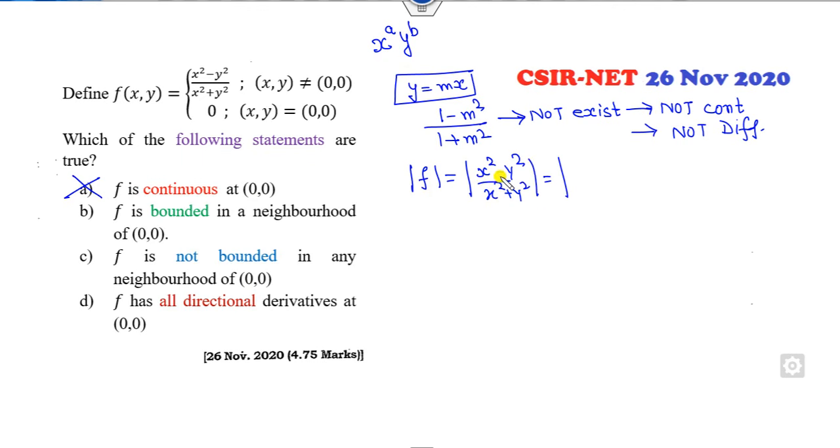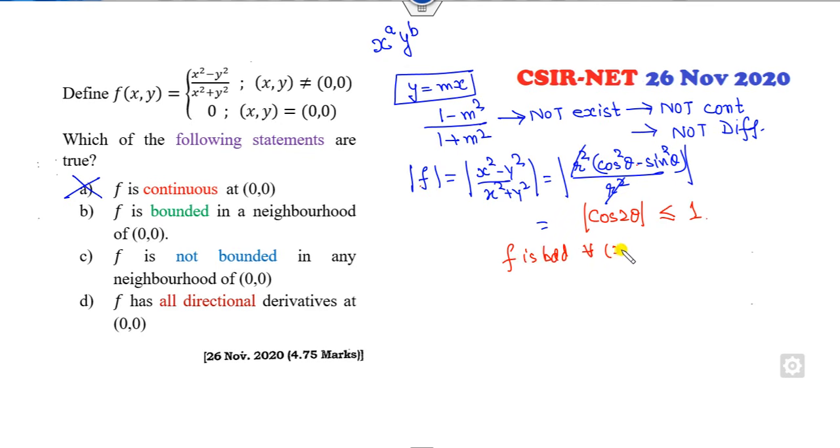Now change into the polar coordinates. So the numerator part becomes this r square times the sine square, and the denominator becomes r square. So what is that? R square will be cancelled out. This value becomes cos 2 theta, which is less than or equal to 1. So that means f is bounded for all those pairs of x and y. So f is bounded here. F is not bounded, cancel.